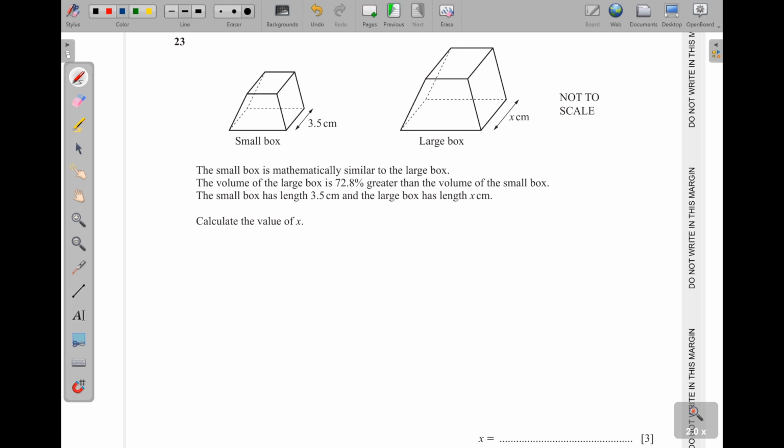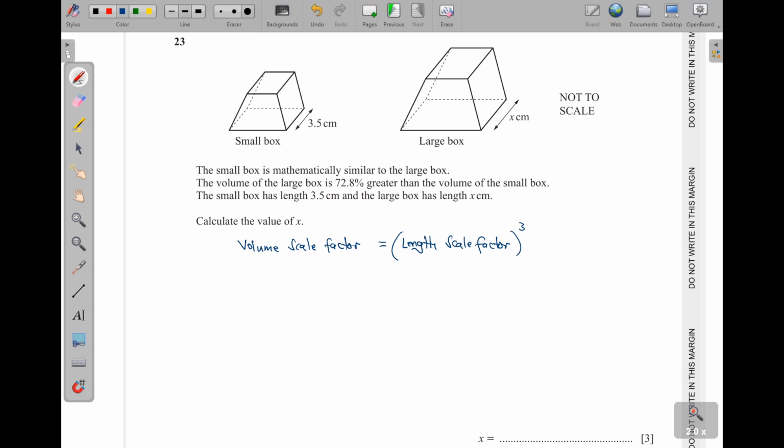Question 23. The small box is mathematically similar to the large box. The volume of the large box is 72.8% greater than the volume of the small box. The small box has length 3.5 centimeters and the large box has length x centimeters. Find the value of x. Now volume, here we are having volume and length. So we should know that volume scale factor is always equal to the length scale factor cubed.